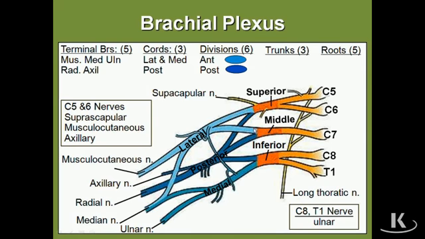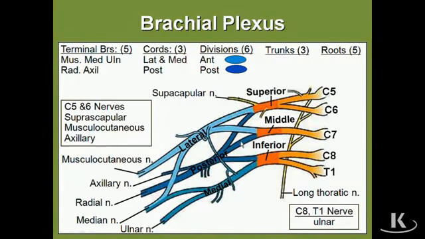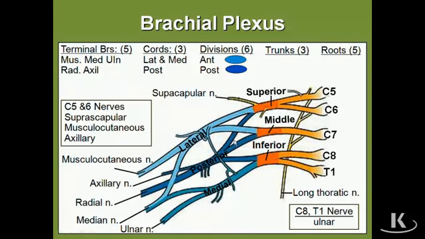So that's going to be true for each of the 3. What that tells us is that any motor fiber that's in any of the 3 anterior divisions will be a motor fiber innervating an anterior compartment muscle, and any motor fiber in any of the 3 posterior divisions will be a motor fiber that will innervate a posterior compartment muscle.